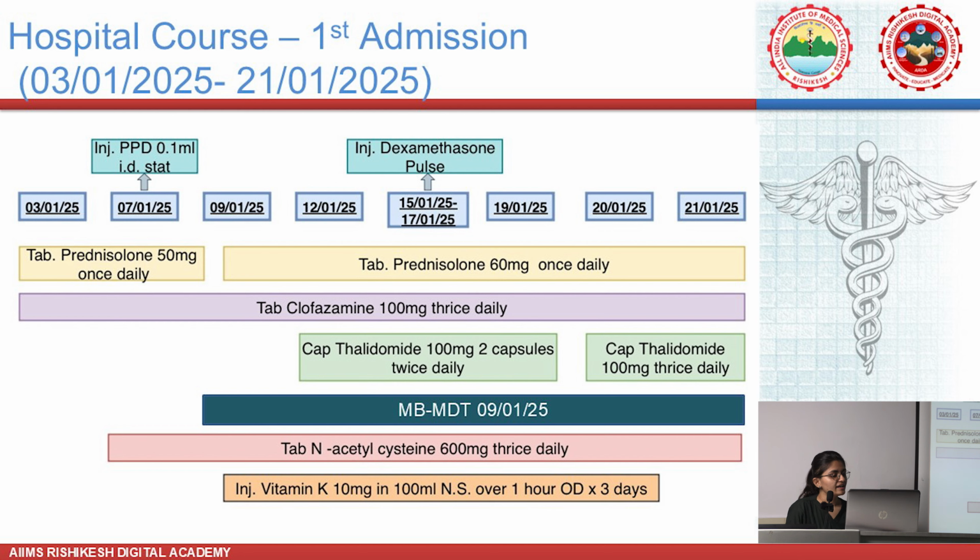Additionally, tablet N-acetylcysteine was also added at a dose of 600 mg thrice daily for the hepatic involvement, and for the deranged prothrombin levels, injection vitamin K at a dose of 10 mg was given for 3 days.